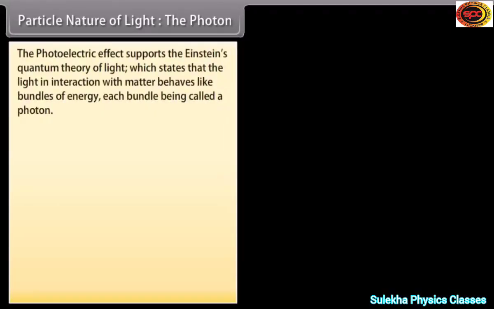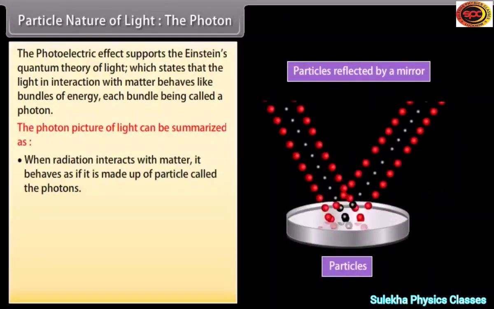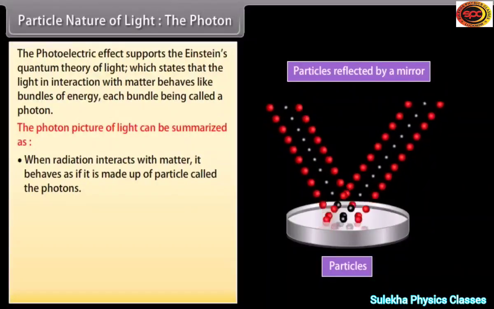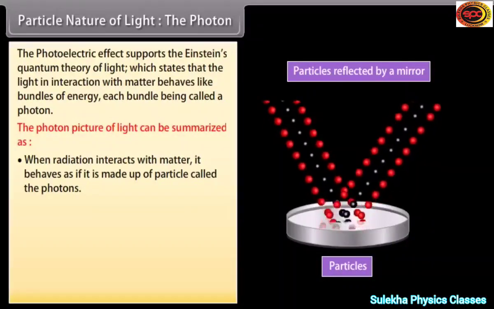Particle nature of light, the photon. The photoelectric effect supports Einstein's quantum theory of light, which states that light in interaction with matter behaves like bundles of energy, each bundle being called a photon. The photon picture of light can be summarized as: when radiation interacts with matter, it behaves as if it is made up of particles called photons.